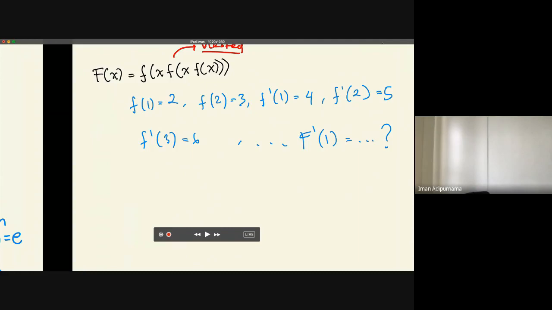So the answer is three. But this is F of 1. But this F and this F are different. You get it? The big F and the small F are different functions. This was big F of one. So is it right? Let me check to three.